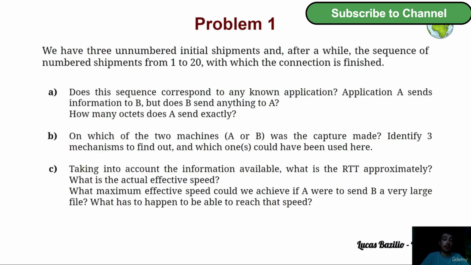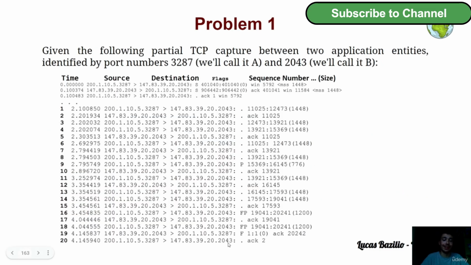Then application A sends information to B. But does B send anything to A? Well, we only need to look at the last acknowledgement from application A. And this gives us 2. So we only have the finalization and the synchronization. We have 0 bytes of data.